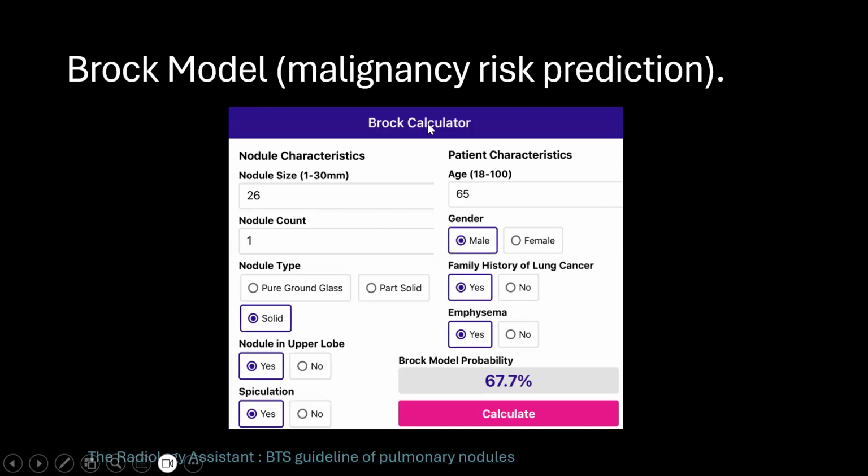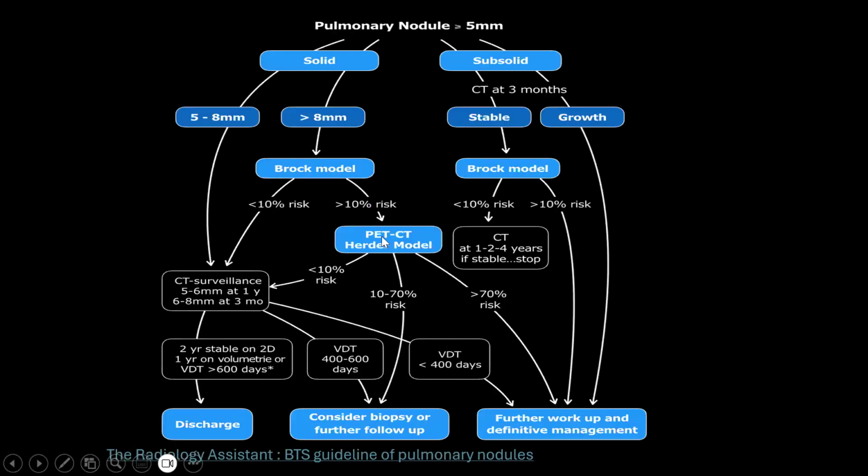This is the Brock calculator. We insert the nodule size in millimeters, whether it is one nodule or more, the nodule type, part-solid ground glass or solid, the location, spiculation present or not, the age of the patient, the gender of the patient, family history of lung cancer, and emphysema, and it gives us a score. If it is more than 10%, that's suspicious. So we go back, more than 10%, we send the patient to PET-CT. If it is less than that, surveillance.